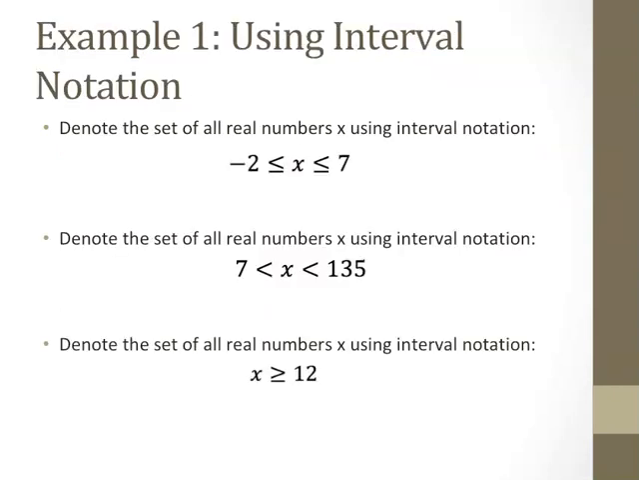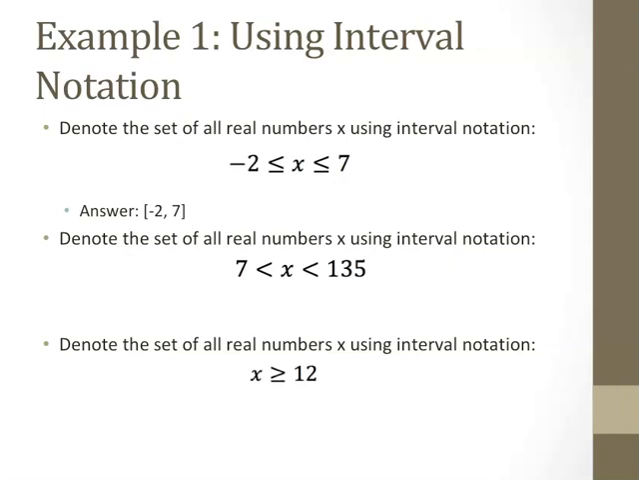Denote the set of all real numbers x using interval notation when you have -2 is less than or equal to x less than or equal to 7. So here, x is between -2 and 7, and it could equal -2 and it can equal 7, so we are going to use square brackets. So our answer here is square bracket, -2, comma 7, square bracket.